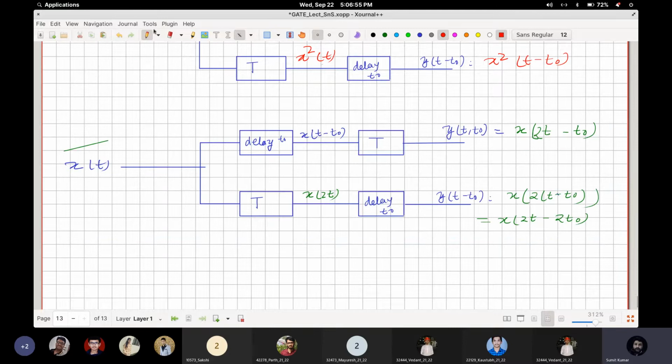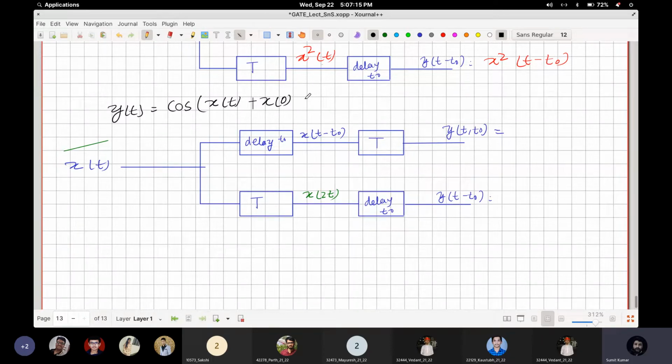So let's see this third one. The system that is given to us is y(t) equals cos of x(t) plus x of 0. We will see that x of 0 is basically x of 0 times t, and that's why we are doing scaling here. So this is going to be a time variant system, and we will see what is going to happen here.